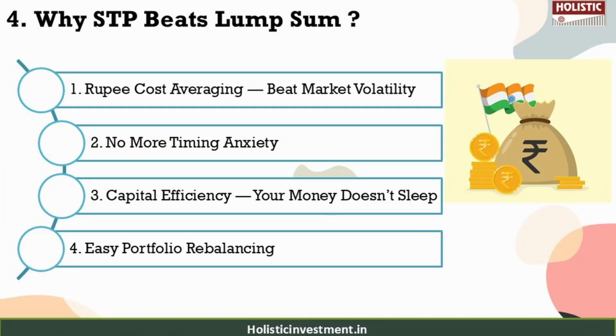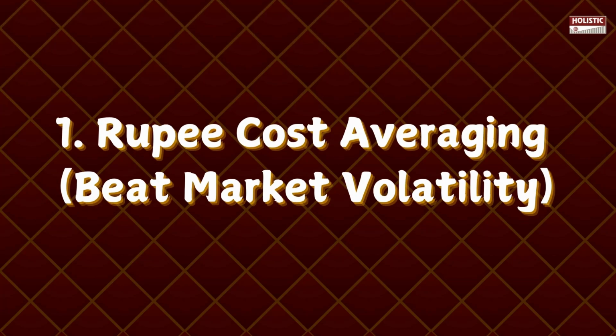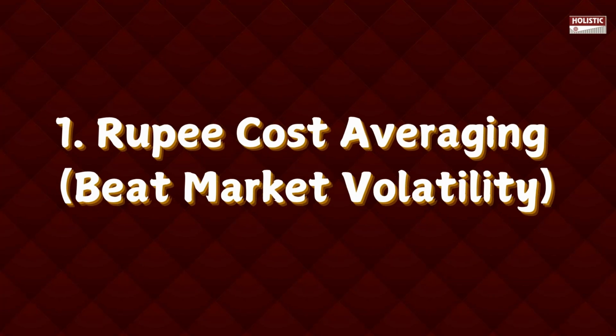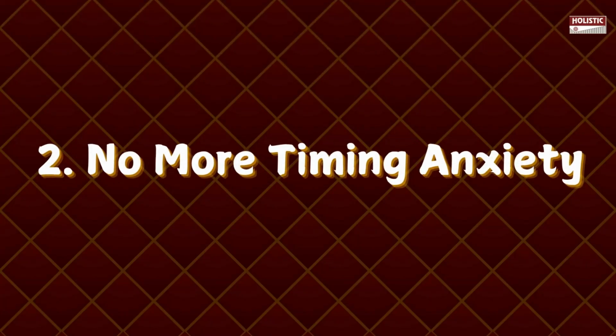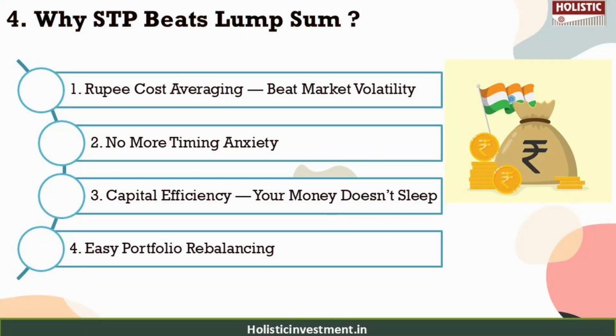Still thinking whether STP is worth the effort? Let's explore 4 key benefits that make STP the go-to strategy for lump sum investors. Number 1, rupee cost averaging, which beats market volatility. So STP ensures you buy more when markets are low and less when they are high. So this averages out your cost and smoothens returns over time. Number 2, no more timing anxiety. Markets up, down. With STP, you don't need to predict the perfect moment. You invest gradually, removing the pressure of market timing.